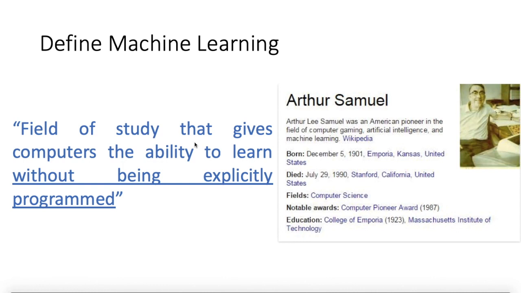Before we go any further, let's define machine learning. Machine learning, as defined by Arthur Samuel, is the field of study that gives computers the ability to learn without being explicitly programmed. And as you can see, I've underlined the words without being explicitly programmed. Let's hold on to that thought for a second, and we'll revisit this definition very soon.